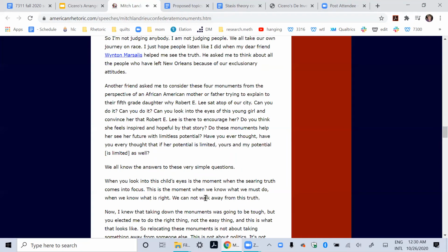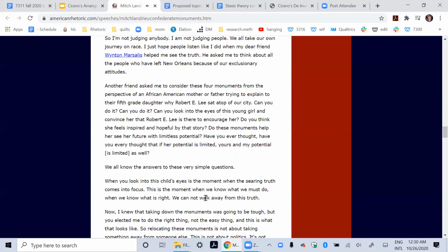Can you do it? Can you look into the eyes of this young girl and convince her that Robert E. Lee is there to encourage her? Do you think that she feels inspired and hopeful by that story? Do these monuments help her see her future with limitless potential? Have you ever thought that if her potential is limited, yours and my potential is limited as well?